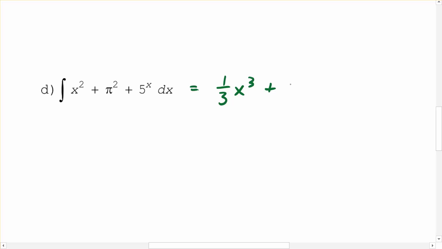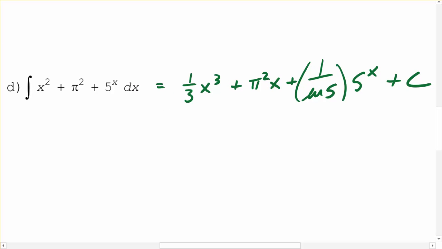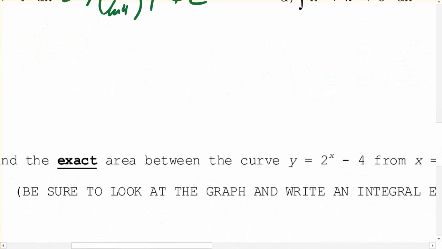Anybody want to help him out? Pi squared times x. Yes. Pi squared times x. Yep. And then plus what? 1 over ln 5 times 5 to the x. Yes. Perfect. Pi squared is just a number, right? What's the integral of a number? Oh, wait, the number times x. Yay! Super exciting.